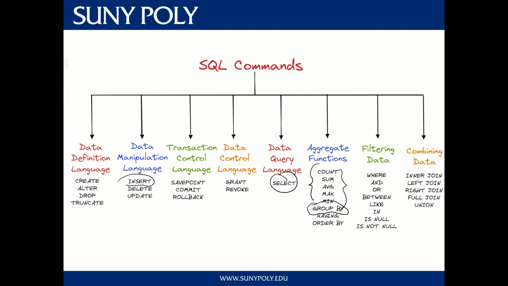Having is a way to filter aggregated data. Order by is when you want to sort your information based on a variable, like from the maximum value to the minimum value. If you want to filter data, we have where, and the typical operators such as and, or, between.